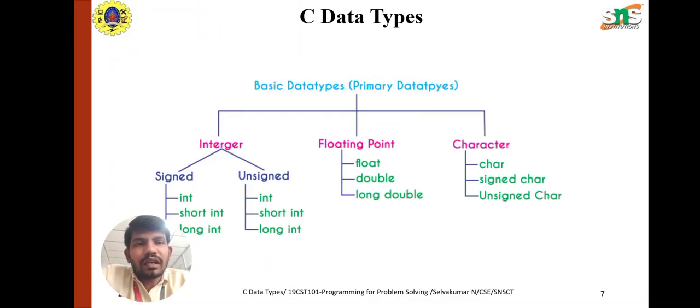In the basic data types, the primary data types, we have integer, floating point, and character. In integer we have signed and unsigned types like int, short int, long int, and unsigned int, unsigned short int, unsigned long int. Floating point types are float, double and long double, and character types are char, signed char, and unsigned char.